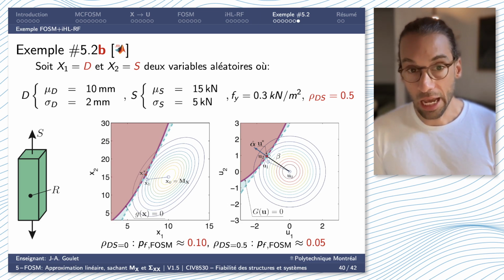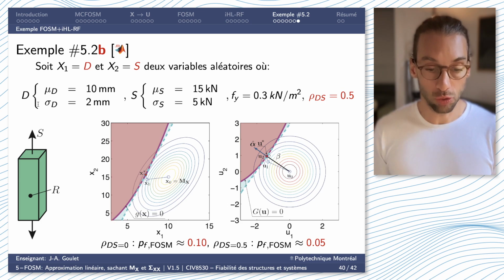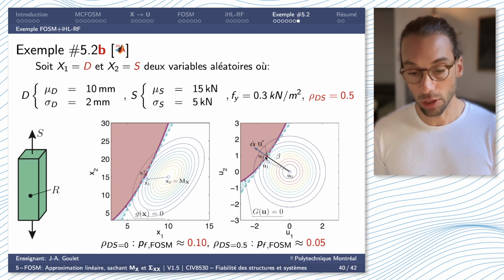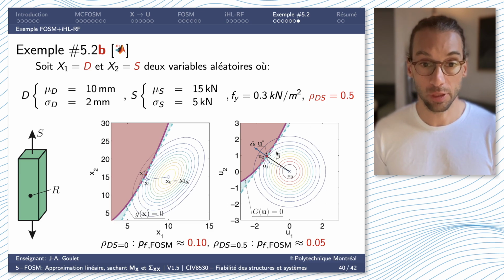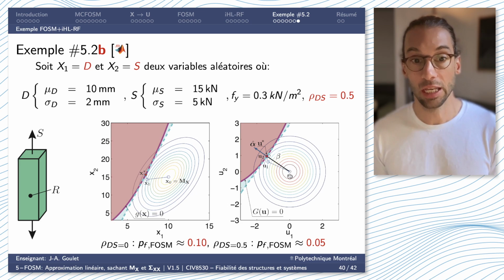If we look at the case where we do the same thing, but this time with some correlation between my two random variables, we can see that we have correlation in the original space, but whenever we evaluate our limit state function in the standard normal space, we always work in an independent standard normal space. So you can see that in this case, with my correlation coefficient equal to 0, I had a probability of failure of 0.10. Now, if I modify my correlation, we can see that even if I don't have any correlation in this case, in the standard normal space, it changes my probability of failure.